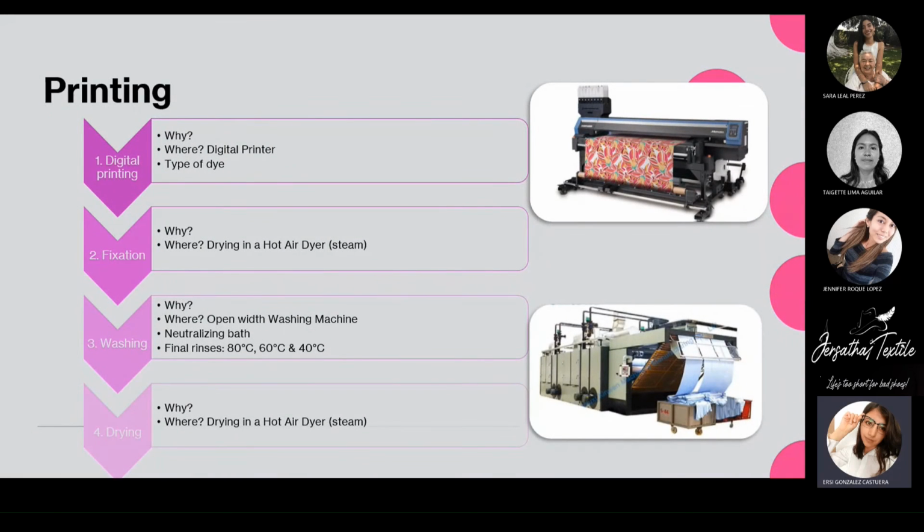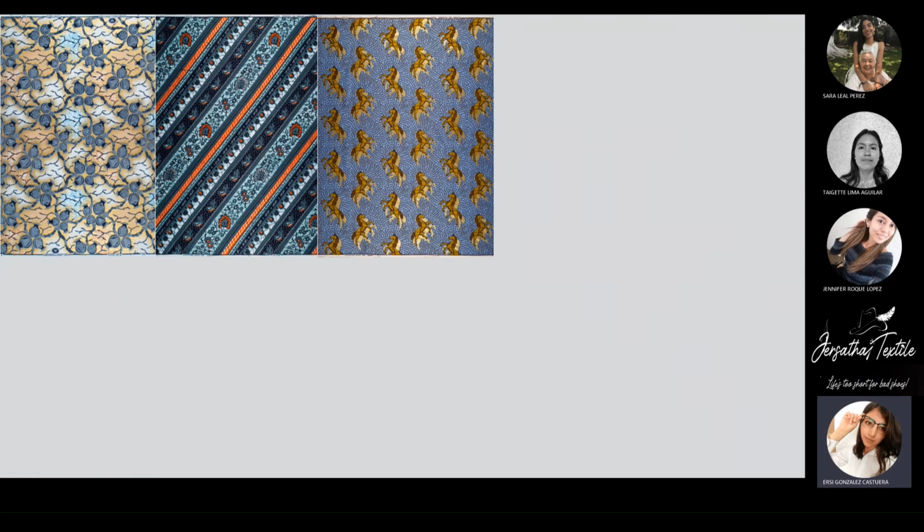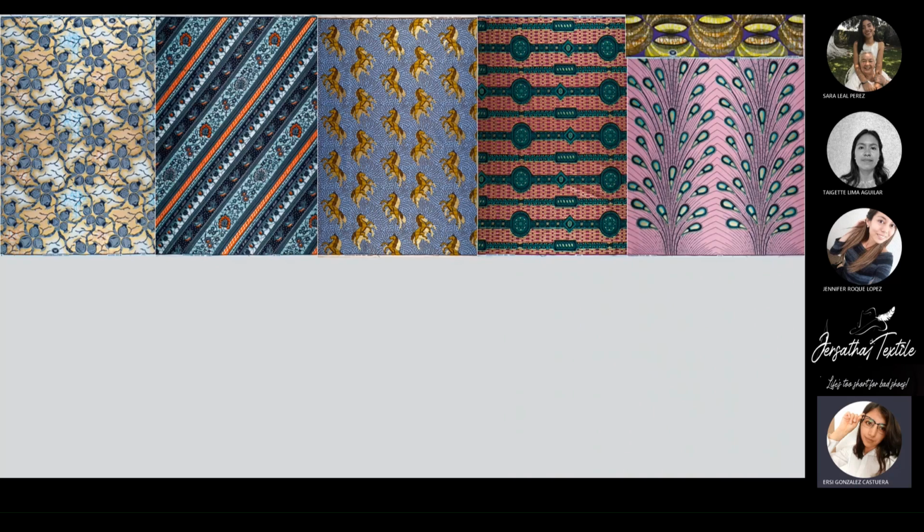And now we see some examples of the printing designs.